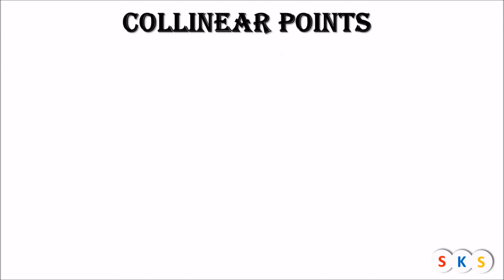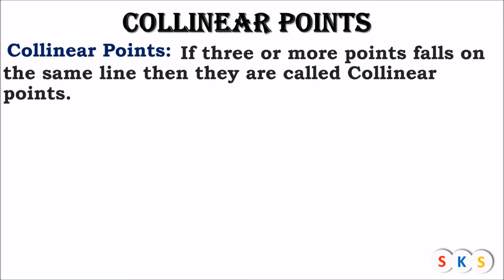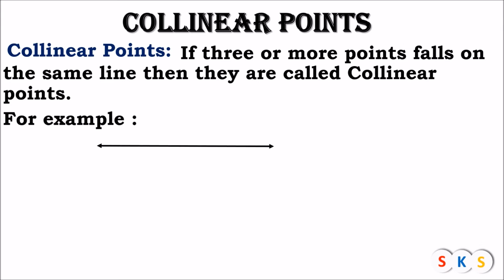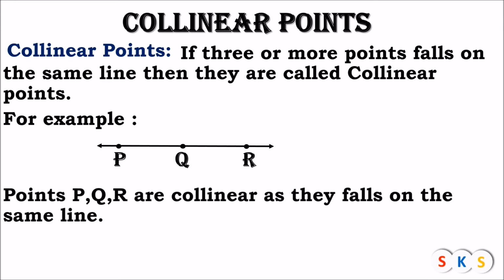What are collinear points? If 3 or more points fall on the same line, then they are called collinear points. For example, here we have a line. You can see that points P, Q and R are on the same line, or you can say that they are contained in exactly a single line. Hence points P, Q and R are collinear points.